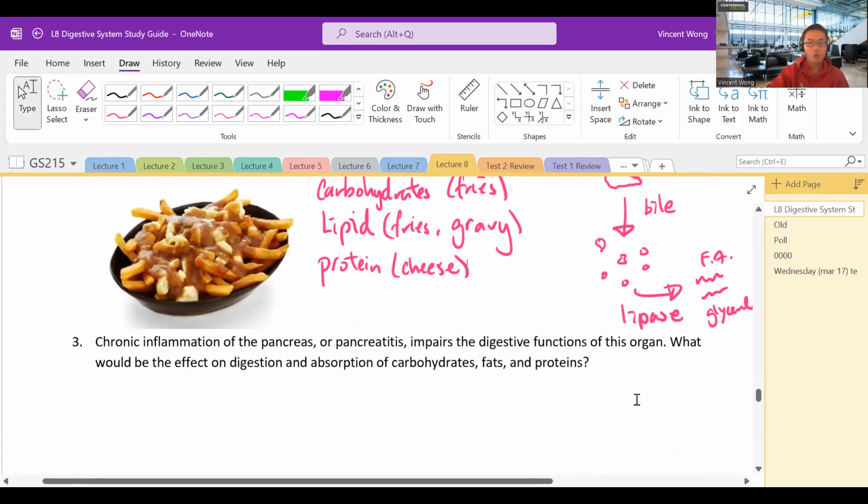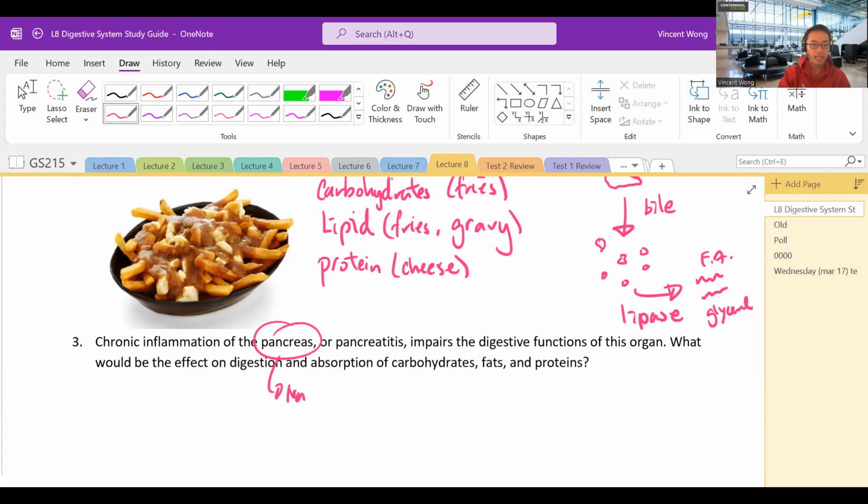Okay, last one. Chronic inflammation of the pancreas, or pancreatitis, impairs the digestive function of this organ. What would be the effect on digestion and absorption of these macromolecules? Well, the pancreas is again responsible for secreting the NaHCO3 plus the enzymes, right? So basically, if you have chronic inflammation and the output of enzyme is affected, you will have trouble completely digesting these things.